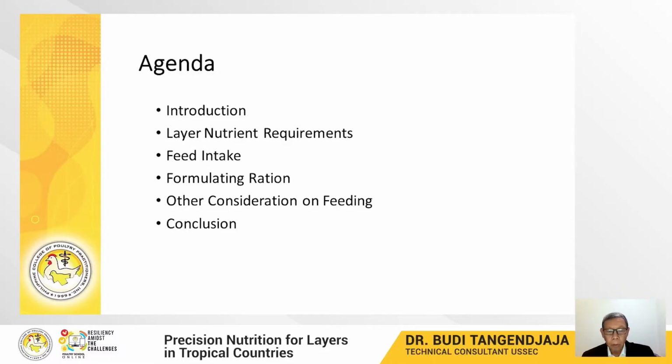Okay, my presentation today will be talking about the layer nutrition requirement, especially in the tropical area. But for feeding layers, we have to consider the feed consumption in the tropics because of the hot weather. And then I'm going to cover also what formulation has to be adjusted for feeding layers. Before I make a conclusion, we have to consider what feeding system can be applied for the layer.